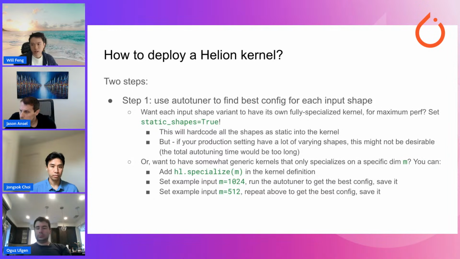If you want to do that, then you can add hl.specialize into the kernel definition, and then you can build up an if-else branch that creates the inside input with the specific input size that you want, and then you run the autotuner to get the best config. And then you save the config for each scenario, and then in production you can just load it back using the same if-else branches.